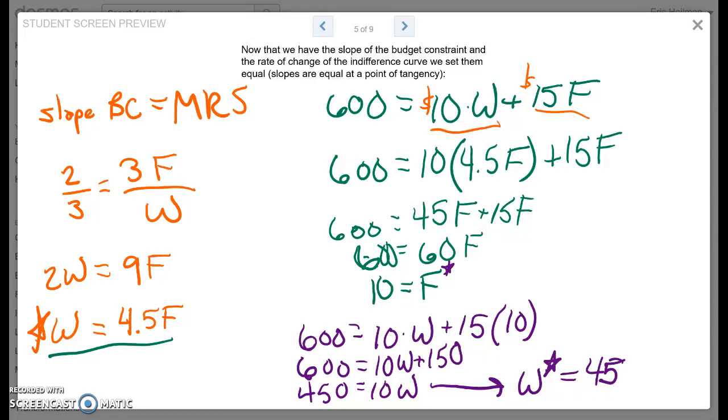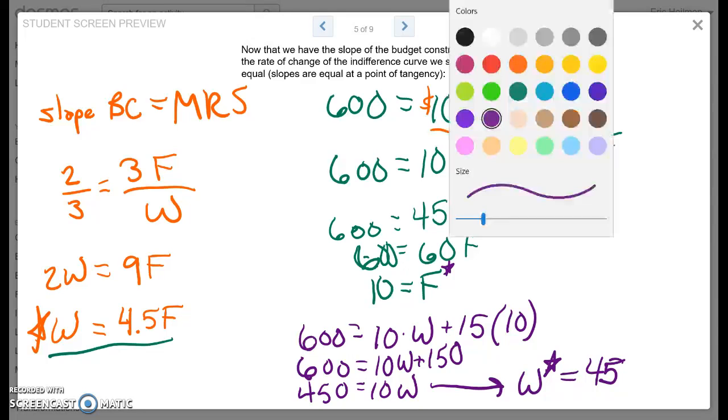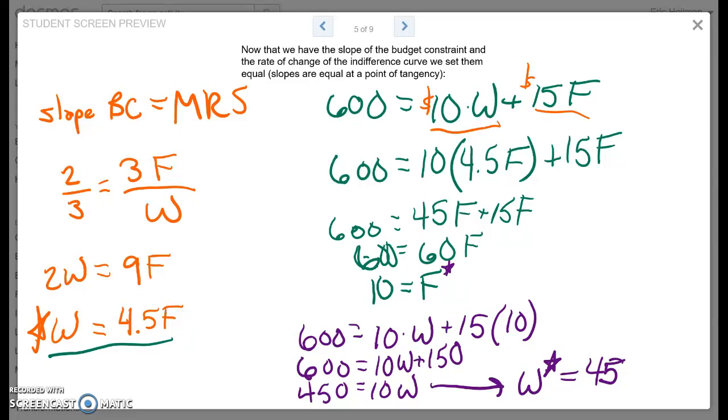So now that we know that we should consume 10 units of food, there's a couple ways you can go back and solve for how much water you should consume. The first way to do it is to plug back into the budget constraint, which is what I've done here. I just plugged in 10 for F, and then solve for W, and you get that W star is 45. The other thing you can do is you can take 10 and plug it back into the marginal rate of substitution. So now that we know that F is 10, we can plug that in and we'll also get that W star is 45.